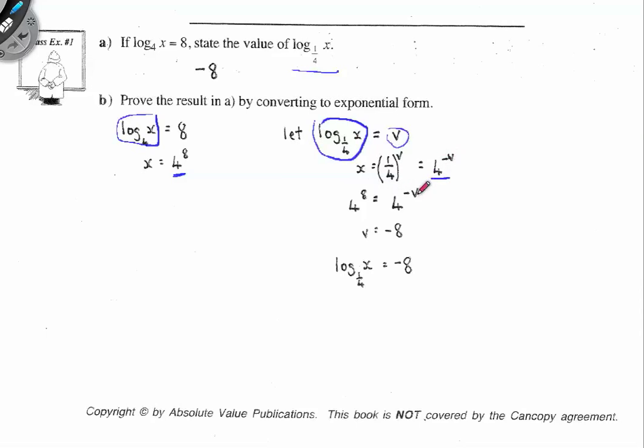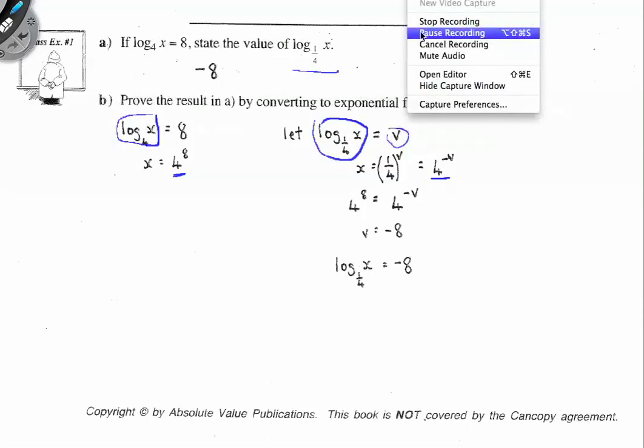So solving for v, negative v has to be 8, so v has to be negative 8. So v is negative 8, and back up here we can see that this whole thing is a negative 8. Just take a minute to look through that, as that can be a little bit confusing. The way I described it above is probably a better way to look at it, I would think.